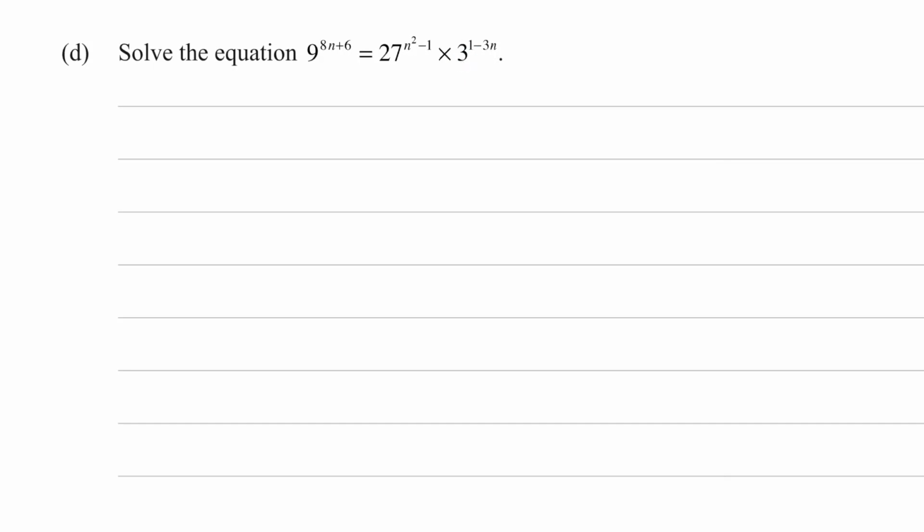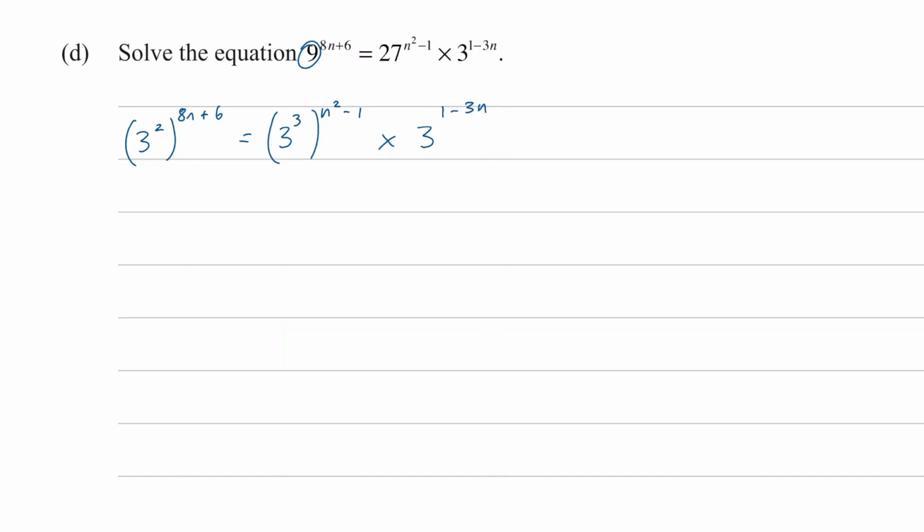So let's do that. So 9 we can write as 3 squared. So instead of 9, I'll put 3 squared. Everything else stays the same though. We have 8n plus 6. So I've just replaced 9 with 9, but instead of writing it as 9, I've written it with base 3. So 3 squared. Likewise, 27 is 3 to the power of 3. Right, so I'm just replacing 27 with 27, but it's expressed in base 3, and it's still n squared minus 1. We still have multiplied by 3 to the power of 1 minus 3n.